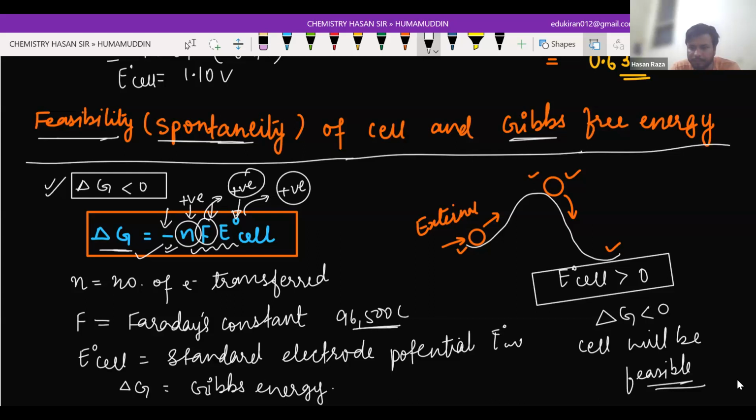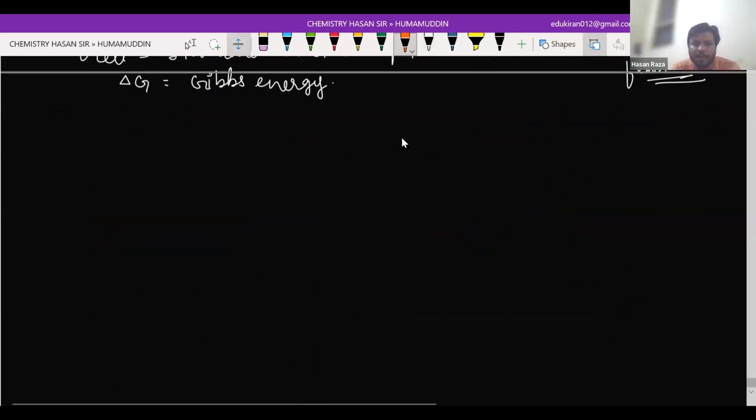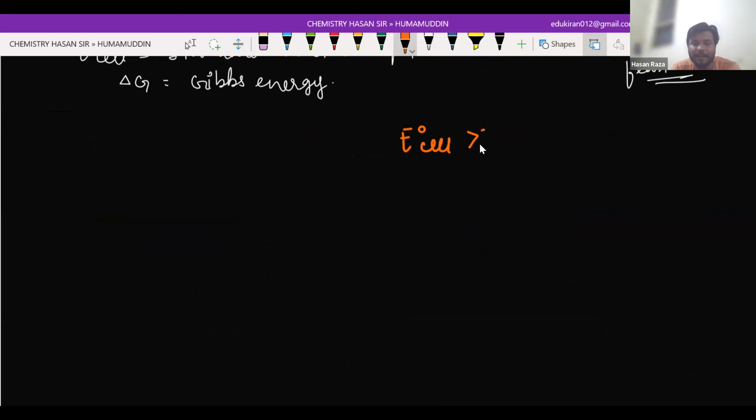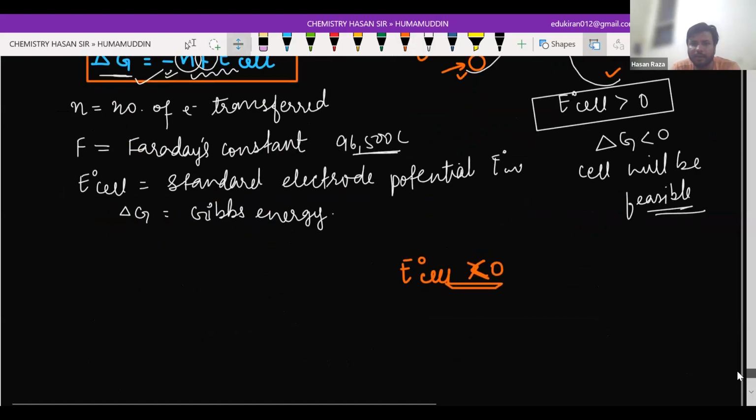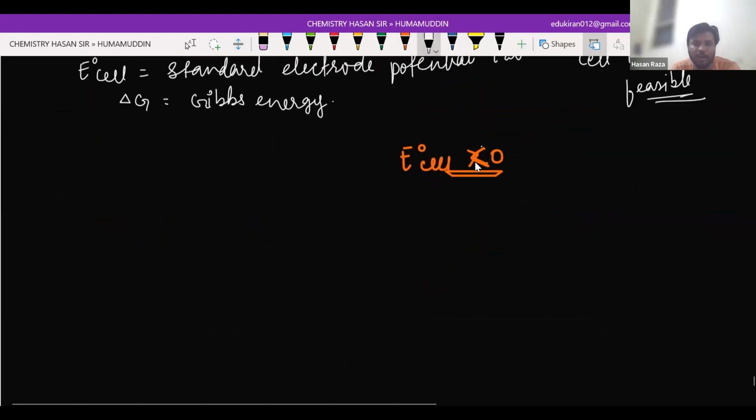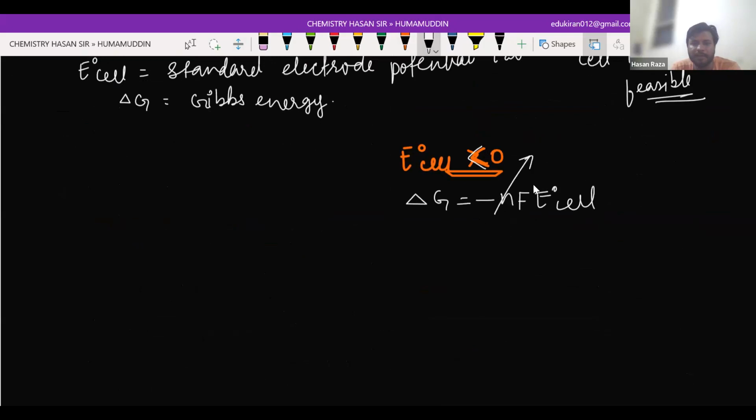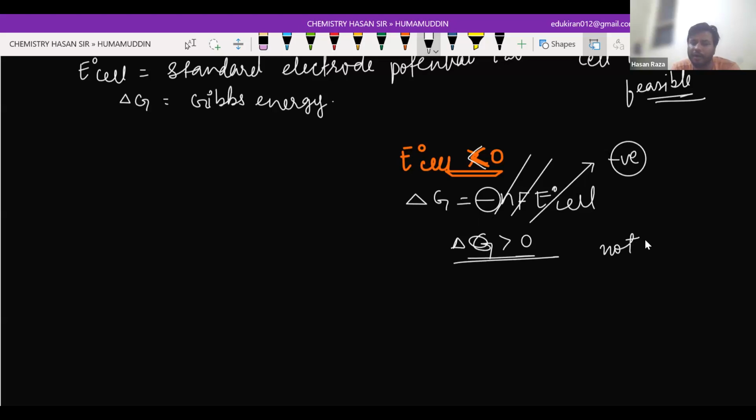But if E naught cell is less than 0, let me check the sign of this E naught. Okay, E naught cell less than 0, then what will happen? Delta G is equal to minus nFE naught cell. And you can see this is positive, this is positive, and this is negative. If this is negative, it is multiplied with the negative of the formula, and delta G becomes greater than 0, and hence it will be not feasible or non-spontaneous.